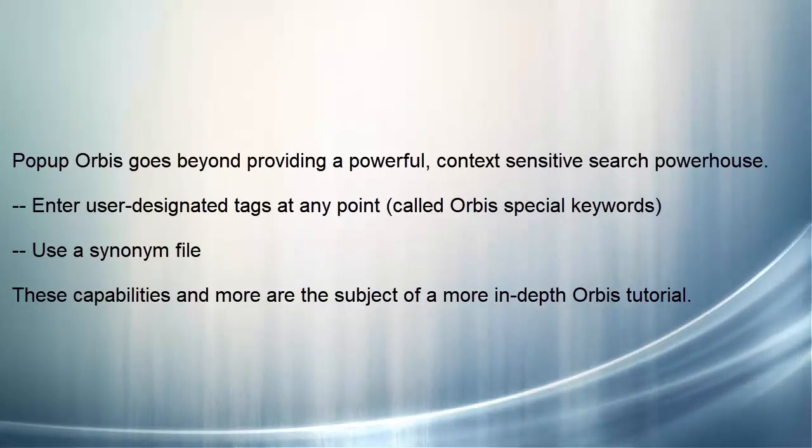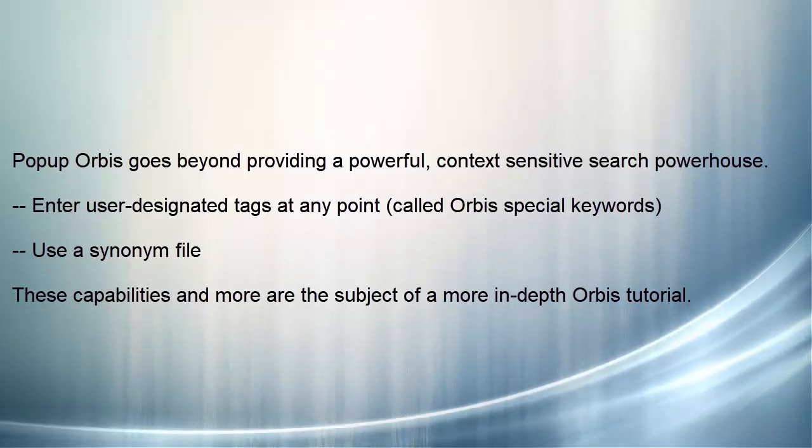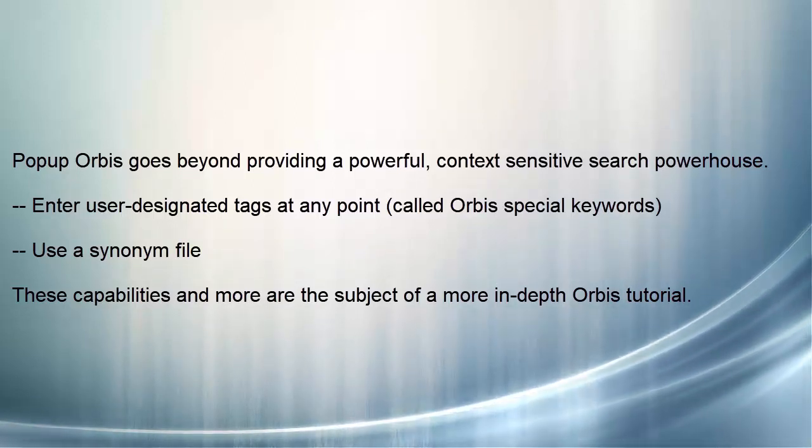Beyond its powerful and sophisticated search engine, Popup Orbis delivers additional important research functions. Use Popup Orbis to insert tags throughout documents with user-defined Orbis special keywords. These vital tools are important to summarize a passage's central ideas or concepts. Use the built-in synonym file to create headwords and associated terms. Searching synonym headwords expands significantly the power of searches, adding sophistication and facilitating content analysis. An in-depth Orbis tutorial explores these and other capabilities.